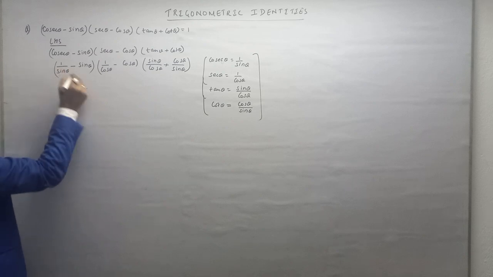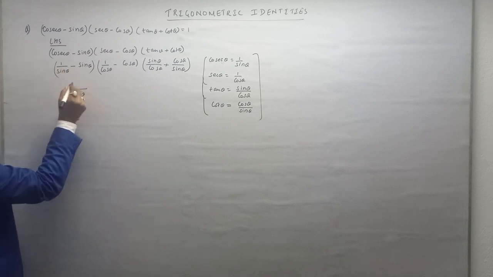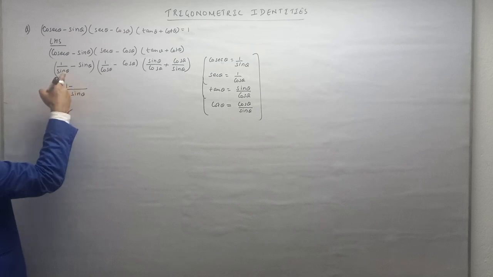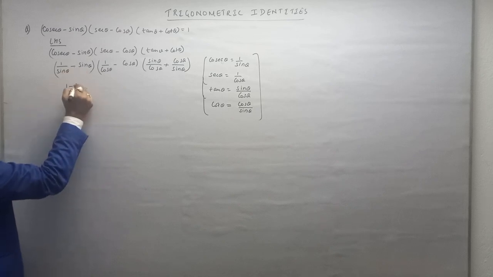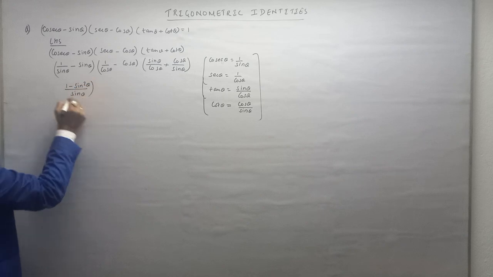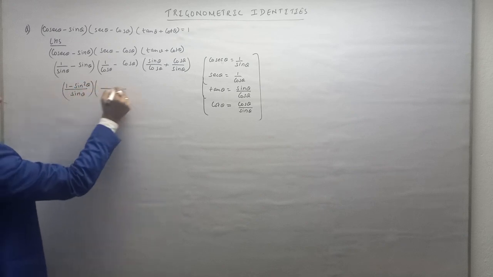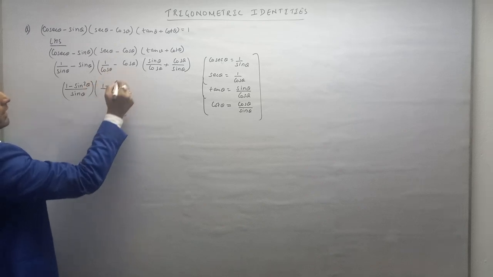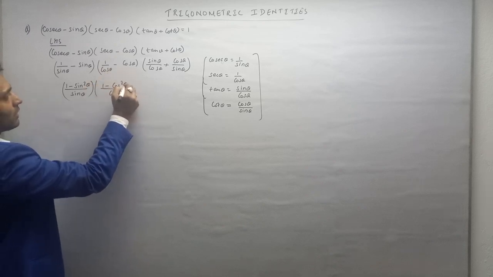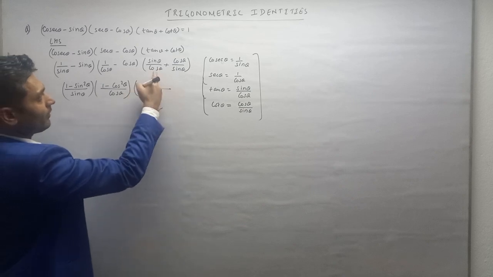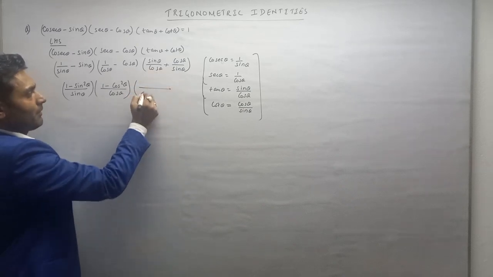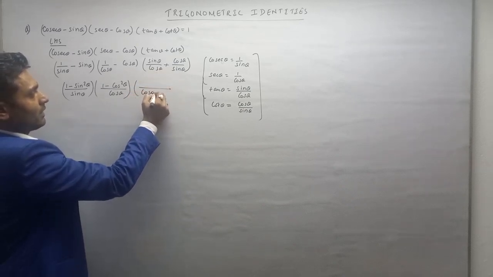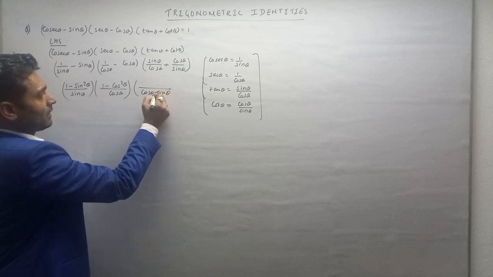So now when I find the LCM here, this is sin theta, right? So this is 1 minus sin into sin. This is sin square theta. Likewise here the LCM is cos theta. 1 minus cos into cos square theta. Here the LCM, this is cos theta sin theta.